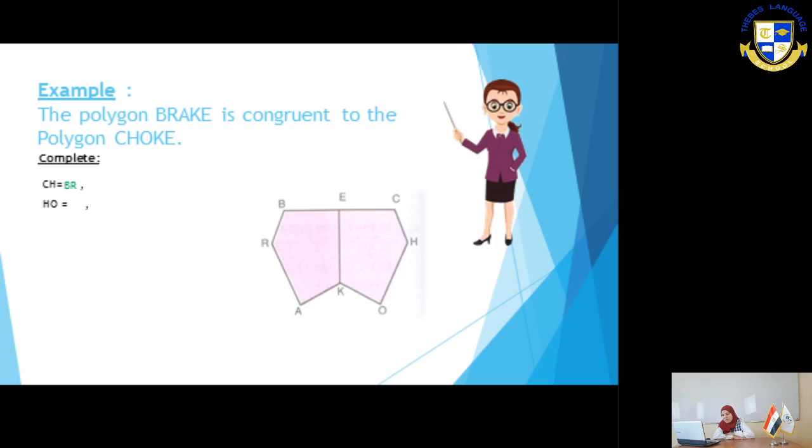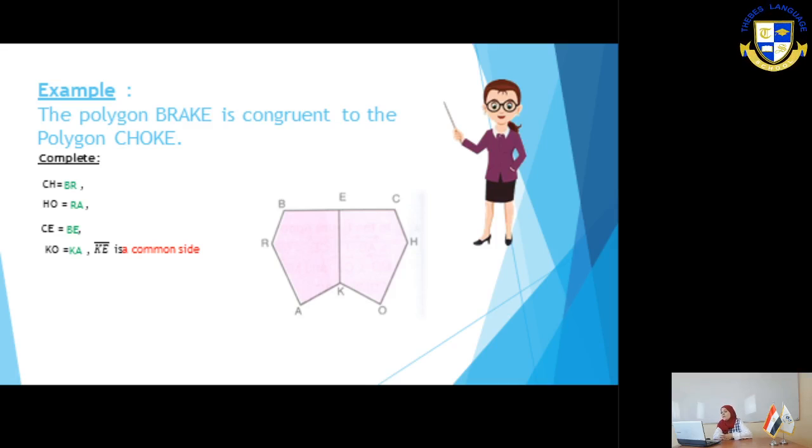Yes, BR. And HO equals, HO is corresponding to what? It corresponds to RA. CE equals what? CE corresponds to BE. KO equals what? Equals KA. And KE is a common side, which is common in the two polygons. The common side means it is a side in the first polygon and is also a side in the second polygon.